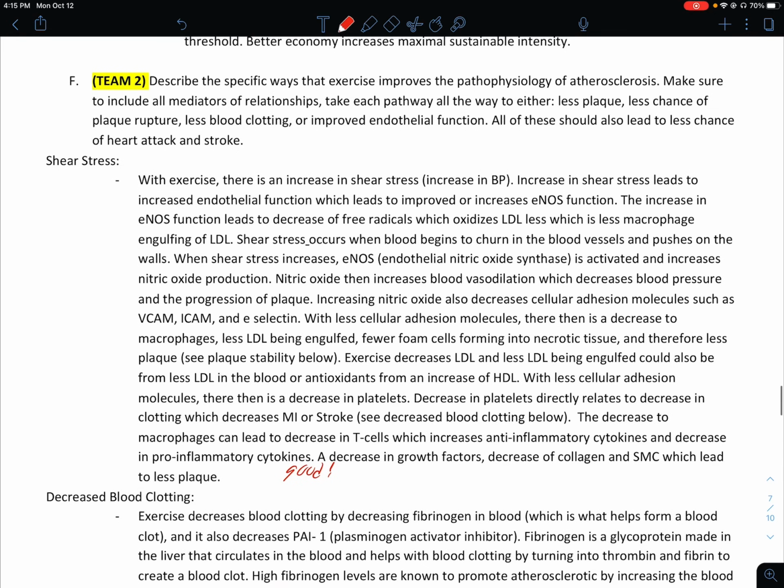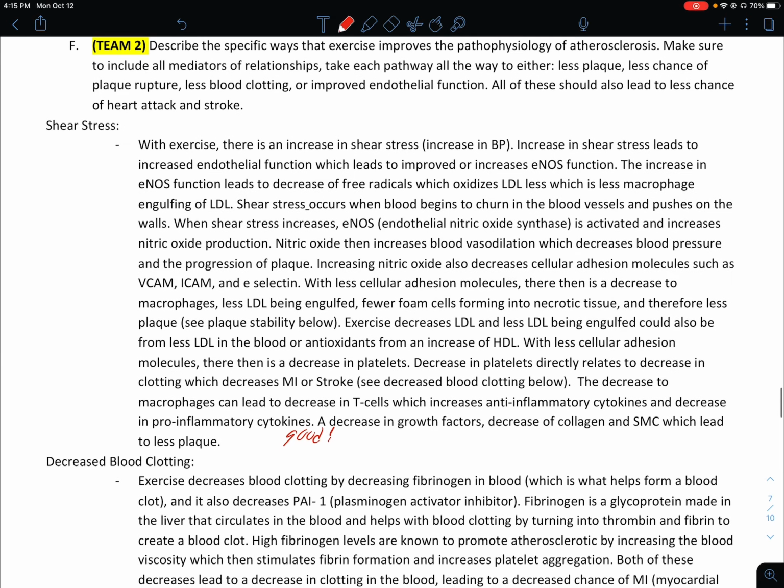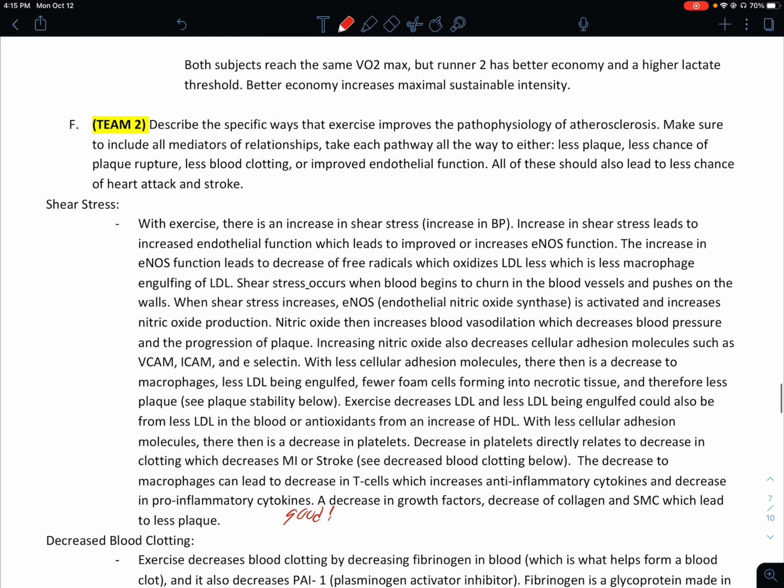Okay, number 2, or team 2, prompt F on the atherosclerosis. This is fantastic, you guys. Fantastic. I really couldn't add anything to that. You guys did a great job there. Nothing for me to add.